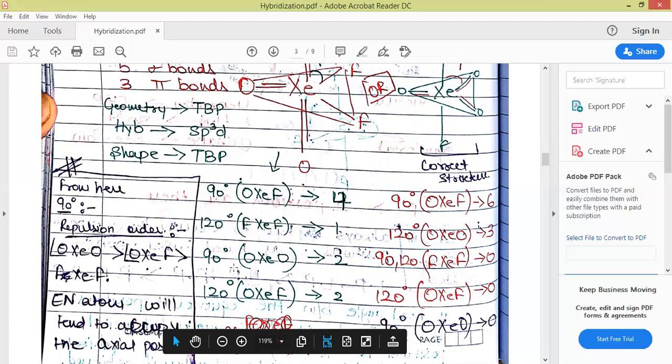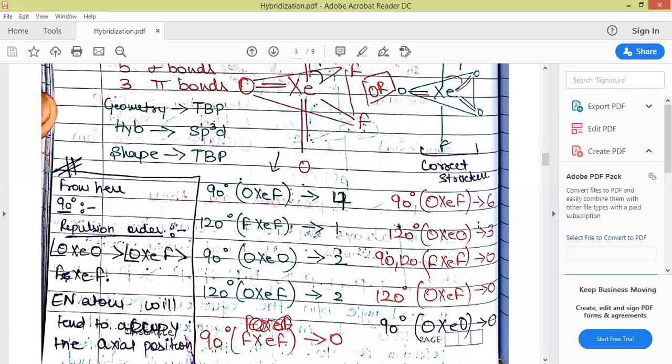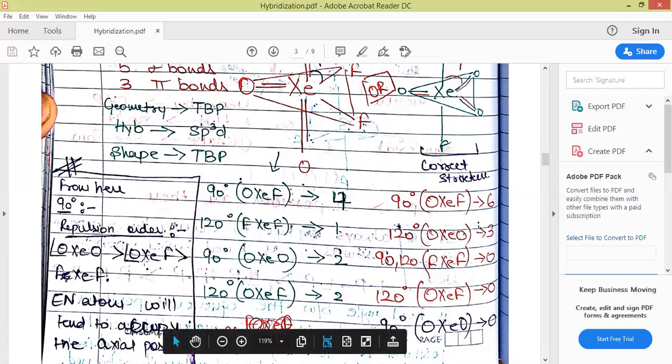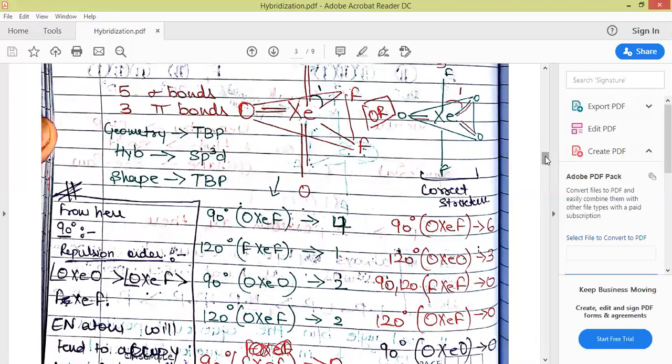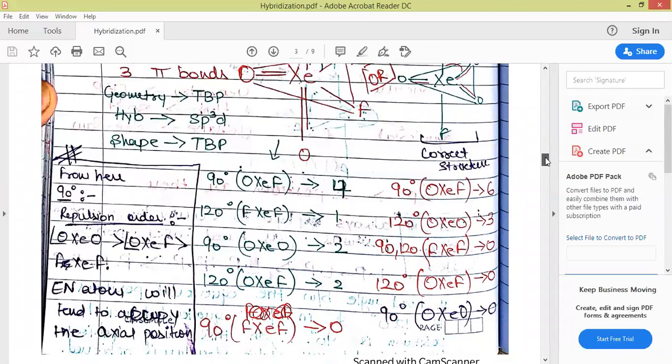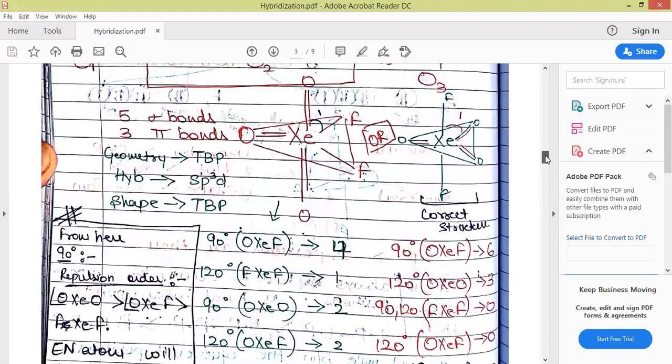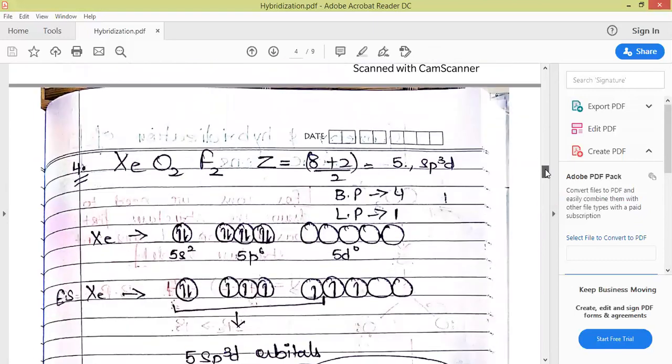So repulsions would be like this: if the number of OXeO angles is more, such a structure will experience more repulsions than these two structures. So based upon this, the simple rule is that more electronegative atoms should be placed at the axial position and the lone pair should be placed at the equatorial position while drawing the structures for TBP geometry. So these are the two rules.